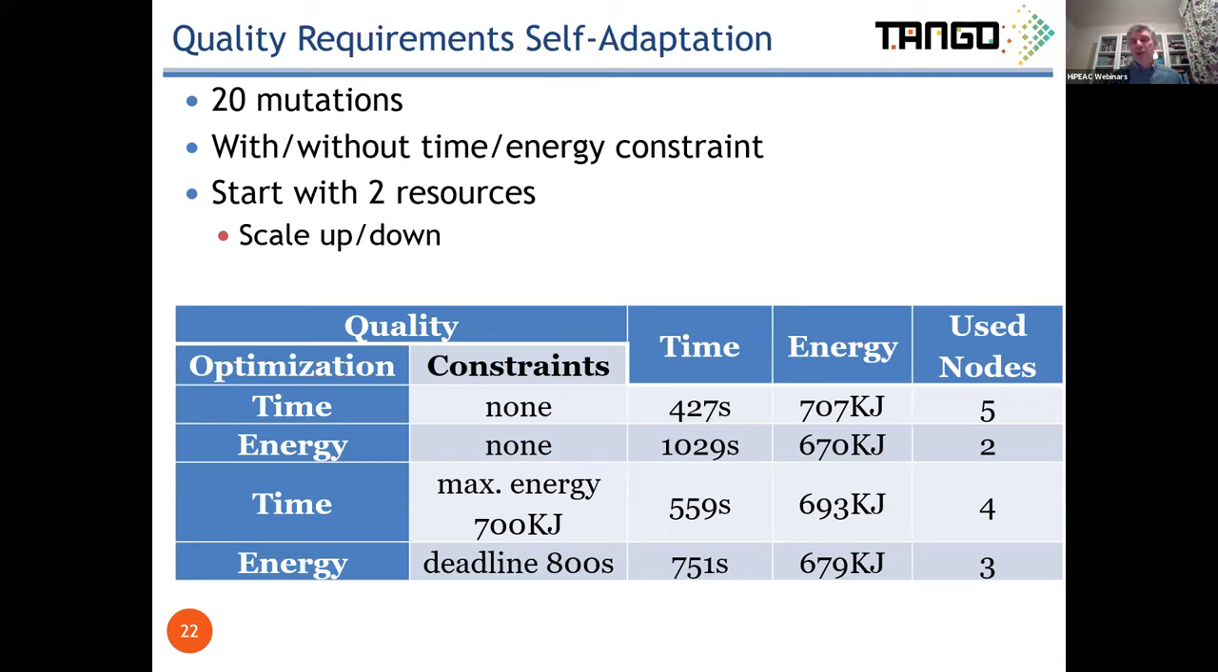If you decide that the maximum energy you would like to consume is 700 kilojoule, you let the runtime execute your application within 559 seconds on 4 nodes. Or if you put a deadline of 800 seconds, you could expect your runtime to use 3 nodes, but take 751 seconds to do that. So you have this possibility to let the runtime decide on your behalf, depending on the constraints you may have in your environment.